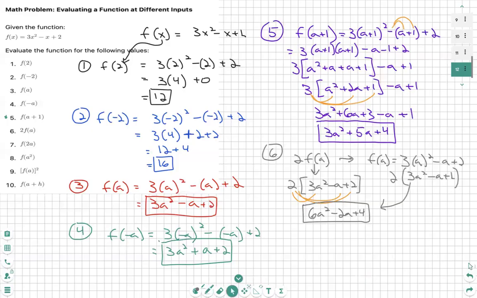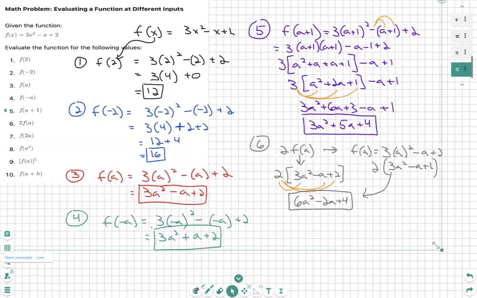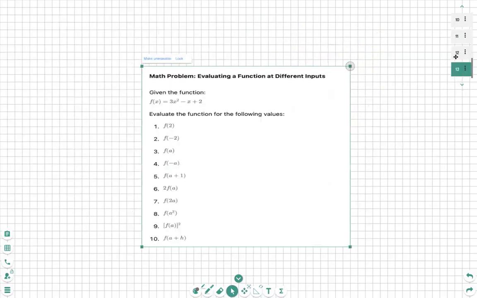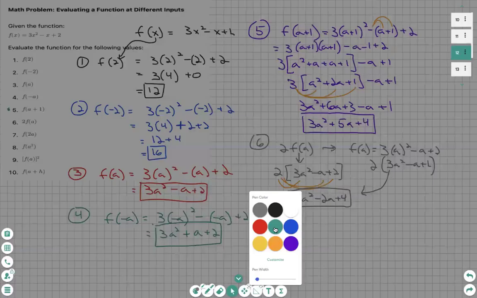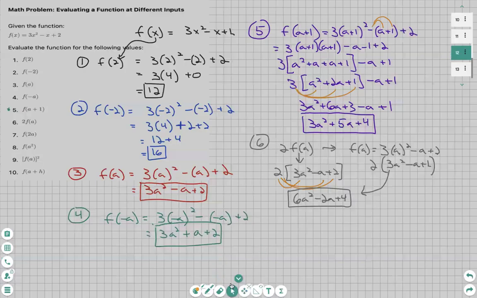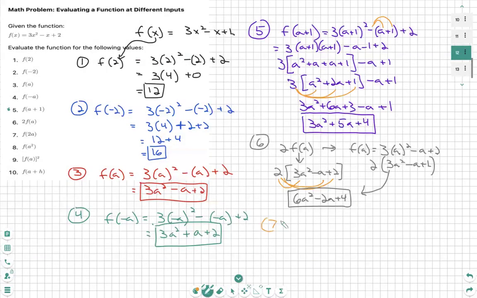Now, let's minimize everything a little bit to give ourselves some room. And we're about to complete number 7. We'll have to go to a new page to complete 8 and 9, but that is fine. We will do that. Okay, so number 7. Let's find a good color. Orange is fine.